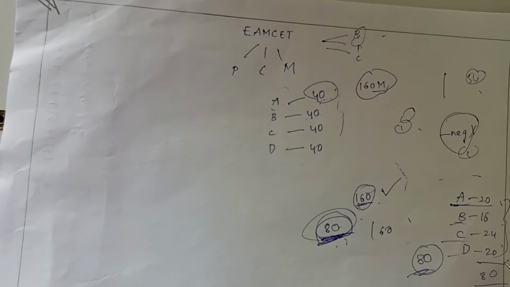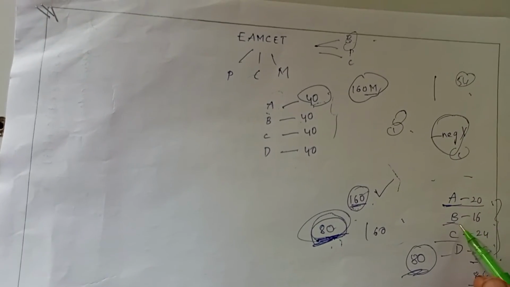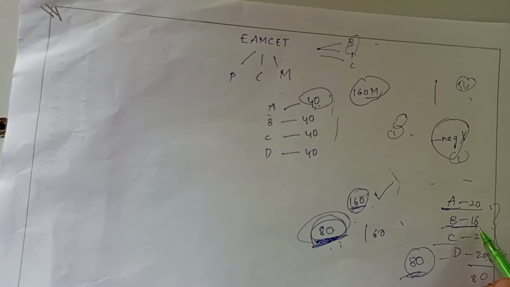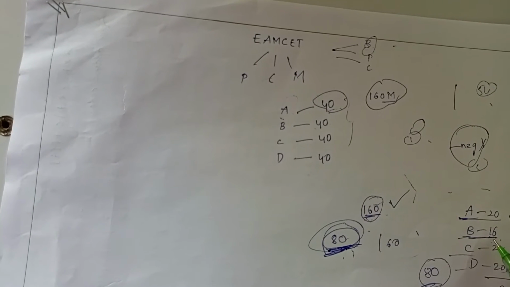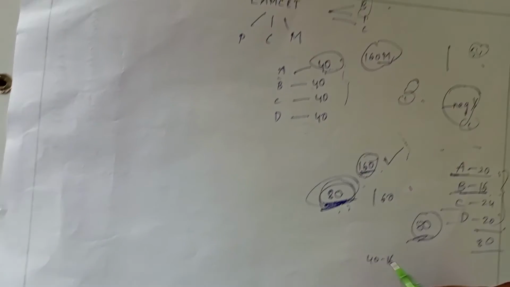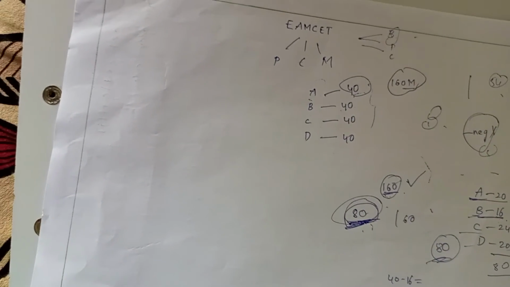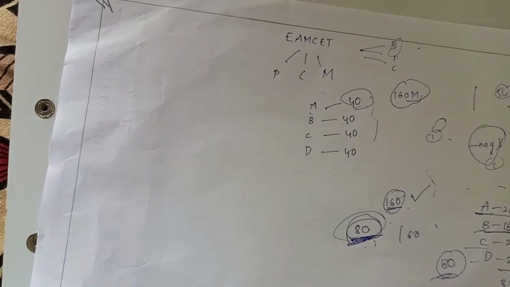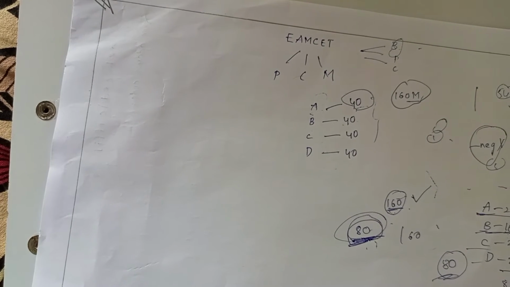Now what you have to do is first go with the least value. That is option B, the 16. So what are the remaining? You do 40 minus 16. If you do this, what do you get? It's 24, right?